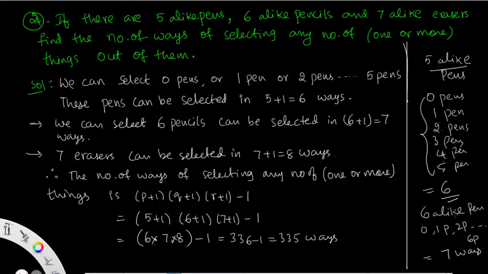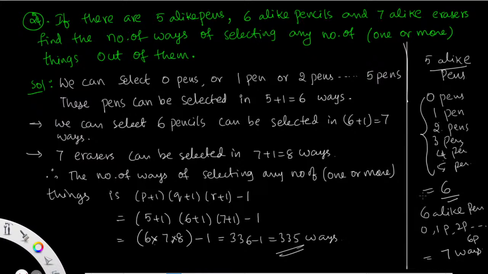And similarly 7 erasers are there. So this can be done in 0 eraser, 1 eraser, 2 erasers, totally 8 ways. Therefore the number of ways of selecting 1 or more things: taking 1 or more means you have to subtract 1. So (P plus 1) into (Q plus 1) into (R plus 1) minus 1. This is the formula. Then substitute, and you get 335 ways.